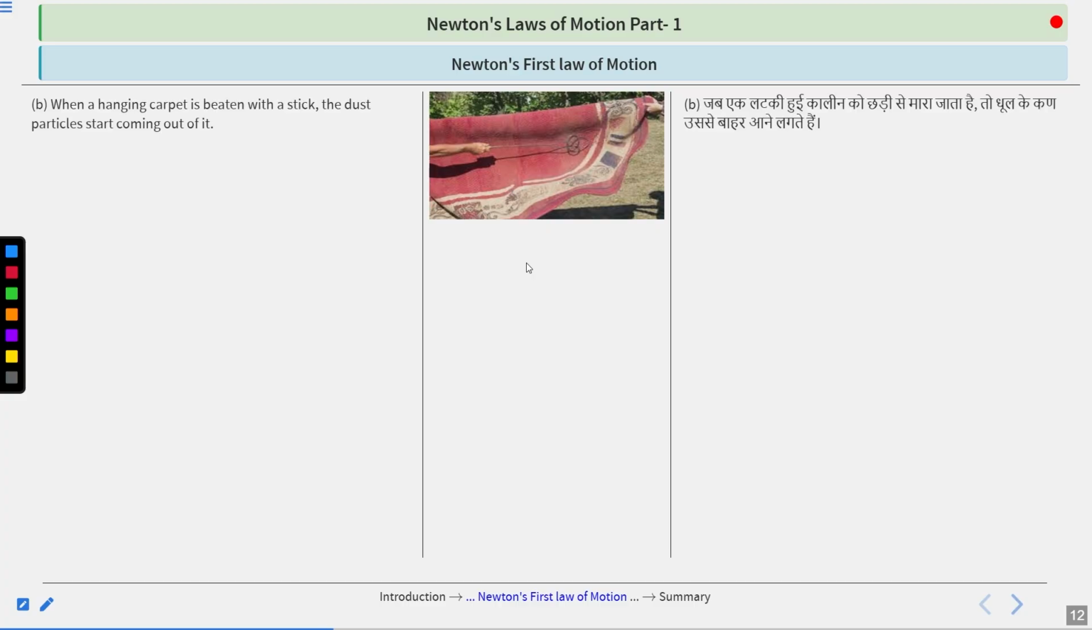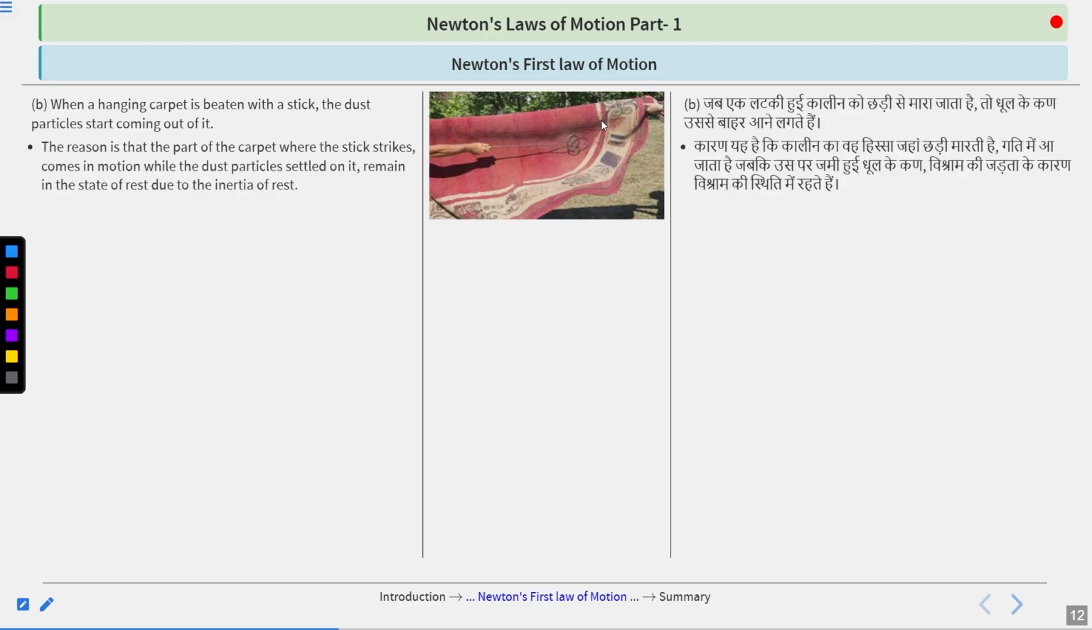So when a hanging carpet is beaten with a stick, the dust particles start coming out of it. Why? Because whenever you beat the blanket with the stick, the stick pushes the blanket away, but the particles which are inside the blanket are not sharing the motion with the blanket, so they will remain at their place, but the blanket will move backward, so the dust particles will come out of it.